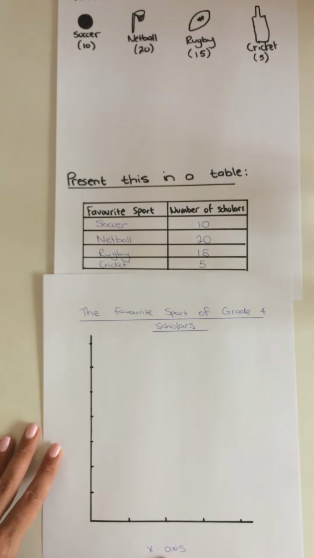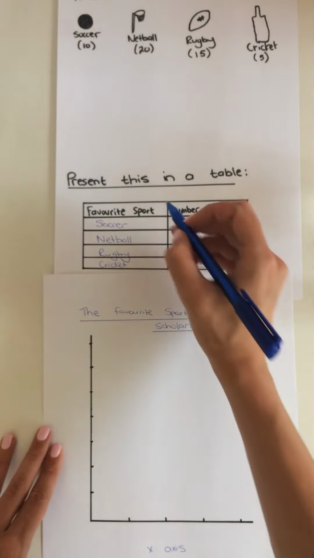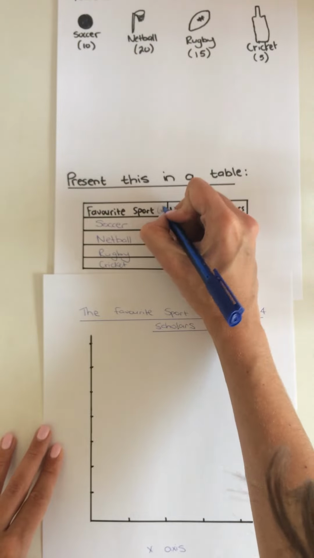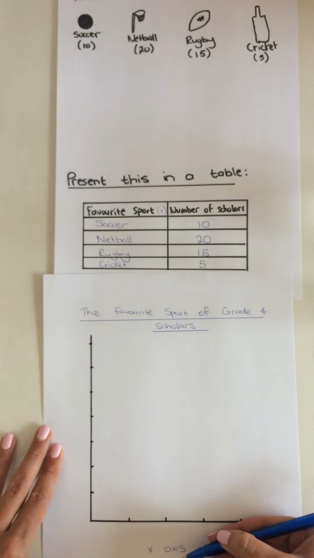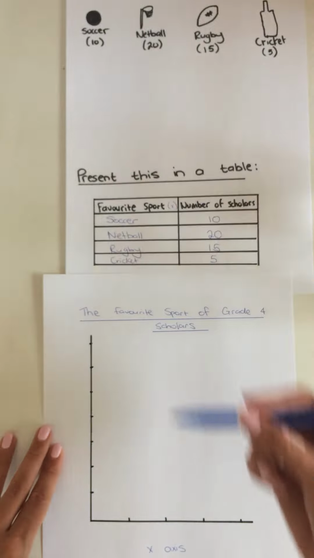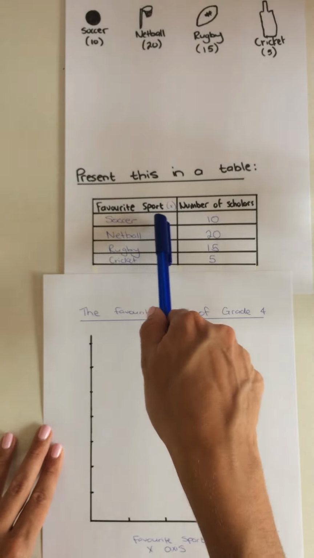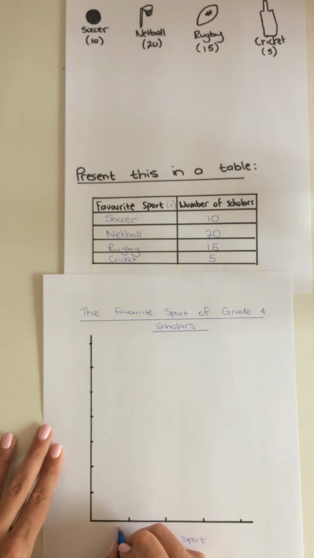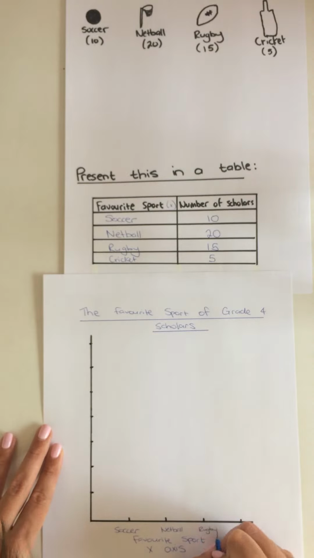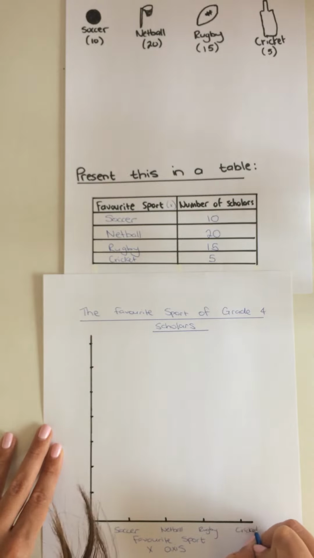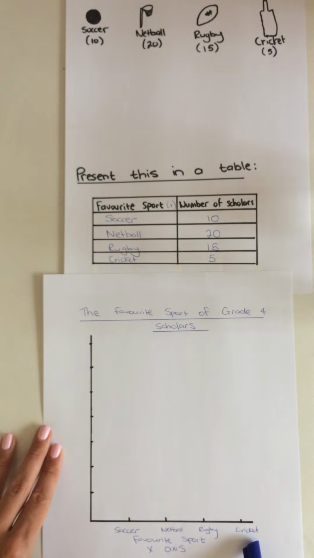x-axis. The x-axis. And we usually take the first column of our table and that becomes the x-axis. So because my first column here is favorite sport, on the x-axis I'm going to write favorite sports as my title, and I have my 4 favorite sports: soccer, netball, rugby and cricket. So I'm going to write here soccer, netball, rugby and cricket. Right, so I'm finished with my x-axis.